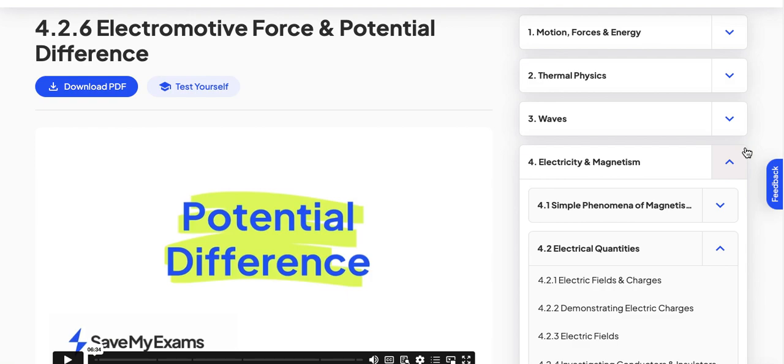So the potential difference has similarity with electromotive force. Electromotive force is the potential in the battery. But the potential difference is the potential in the circuit component. So I'm going to show you this from a diagram. Let's say, for example, we have a circuit.